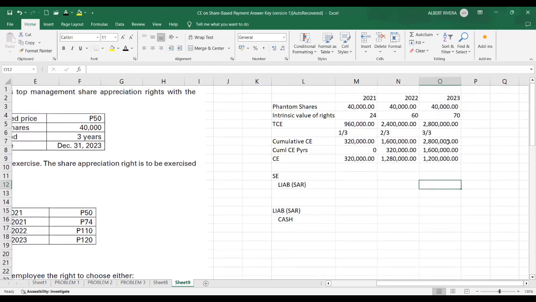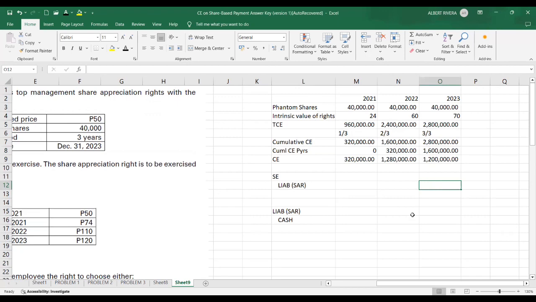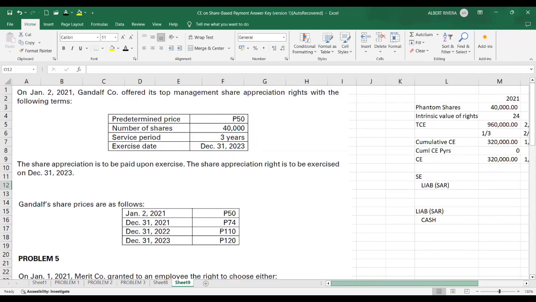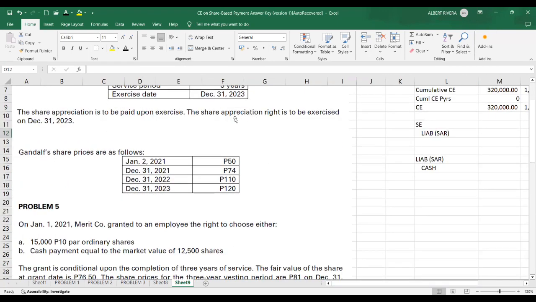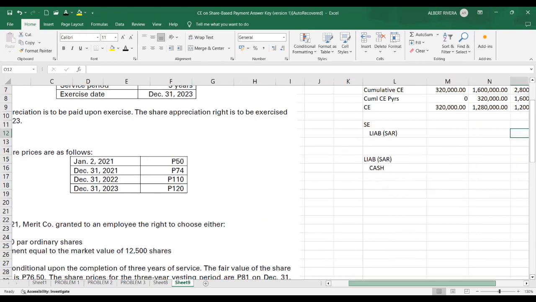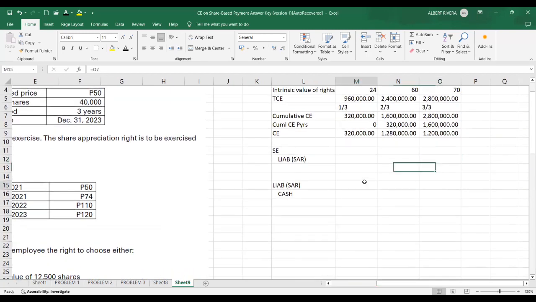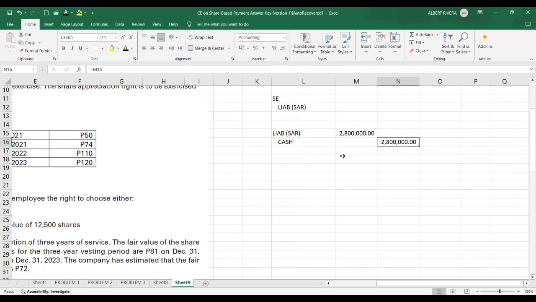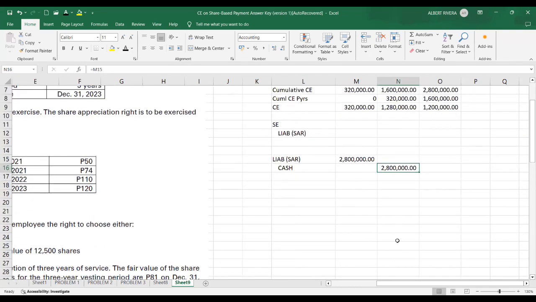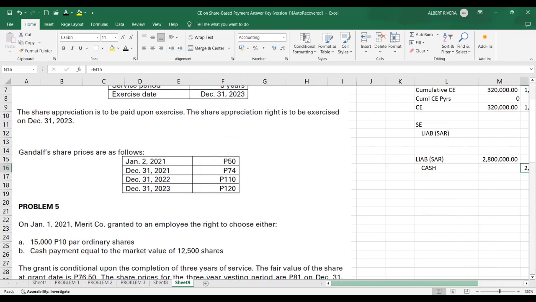So debit salaries expense and credit a liability, and this is the entry for 2023. Once this were exercised, halimbawa, sinabi ba dito na in-exercise lahat? Yun, the share appreciation rights is to be exercised in December 31, 2023. If that is now exercised, babayaran na yan ng cash. And how much is the obligation? Di ba 2.8 million pesos? And credit cash amounting to 2.8 million pesos also. Okay? So that is now your problem 4.